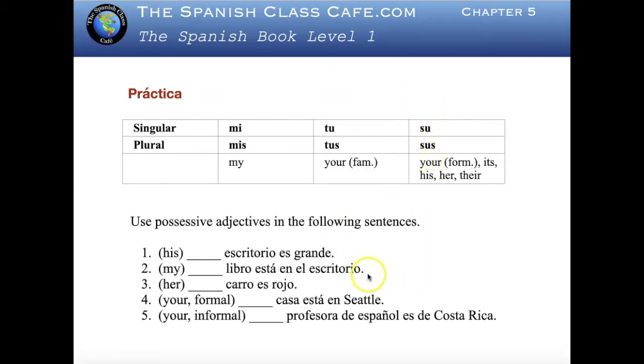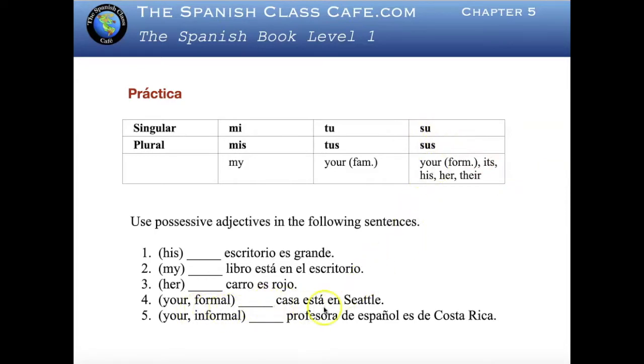In here, we want to say, my book is on the table. You have to go to these ones right here, and you will choose mi because libro, book, is singular. Mi libro está en el escritorio. Now, number 3, we go to her. It's right here. And carro, car, is singular, so it will be su carro es rojo.